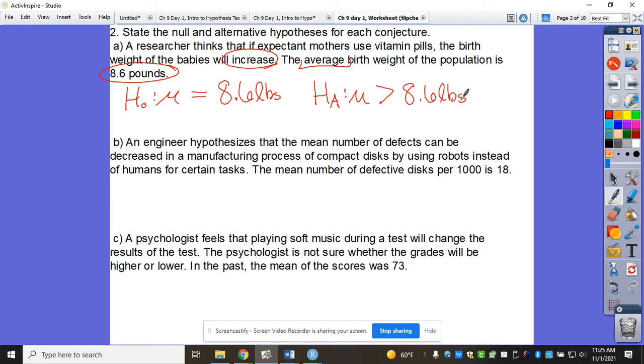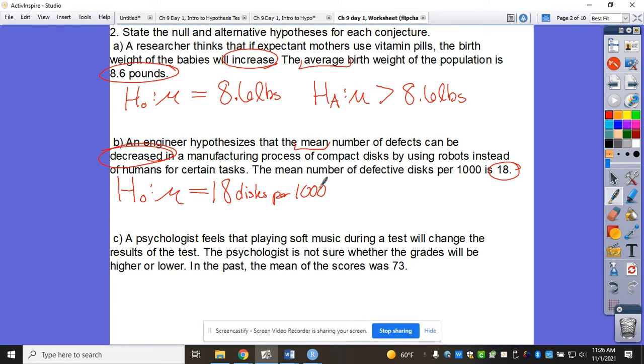An engineer's hypothesis is that the mean can be decreased in the manufacturing process of compact discs by using robots instead of humans. The mean number of defective discs per 1,000 is 18. So our null hypothesis would be what? What symbol? Mu, because it's means. This has to be equals. And then this would be 18 discs per 1,000.